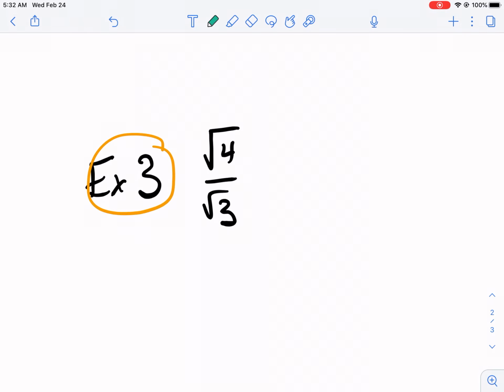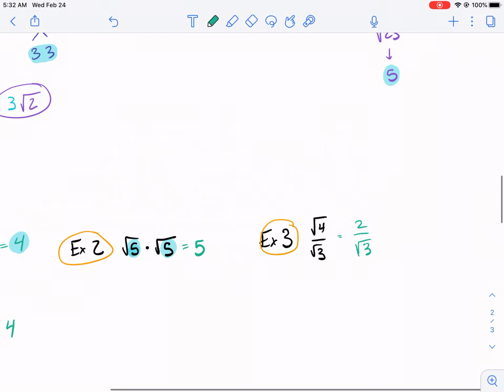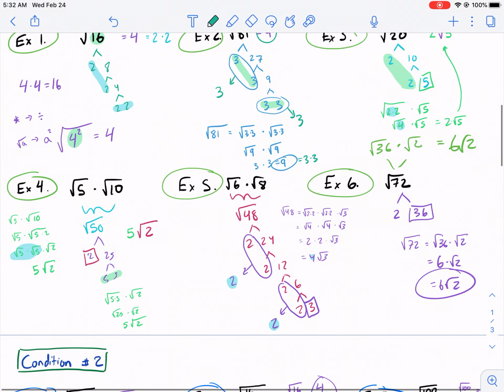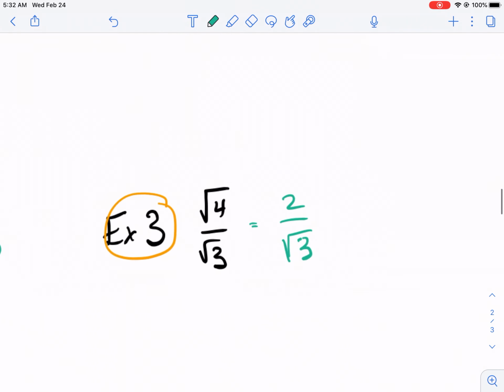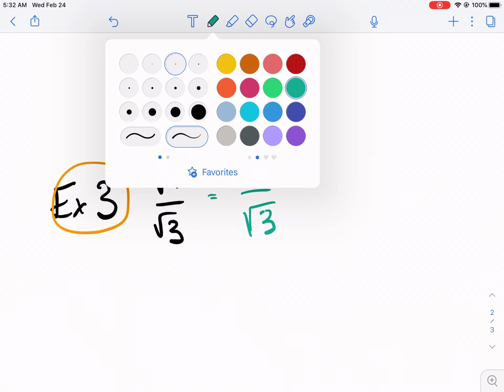How can we apply it to this one? Well, first we can see that we can take the square root of 4, and that's going to be 2. But the square root of 3 is nagging us right in the bottom there because we can't get rid of it. How do you suppose we get rid of it? Well, one of the conditions is a denominator does not contain a radical. Well, this goes against that rule, so what do we do?